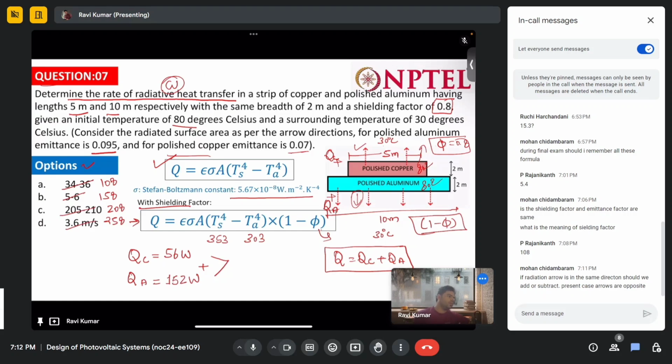It is not considering whether it is in the same direction or in the opposite direction. Let's take the heat is coming from the system to the atmosphere. We are just taking the top surface and the bottom surface, other things we are ignoring. From the upper surface it is coming to the atmosphere, and from the bottom surface as well. That's why we will add both the heat transfers.